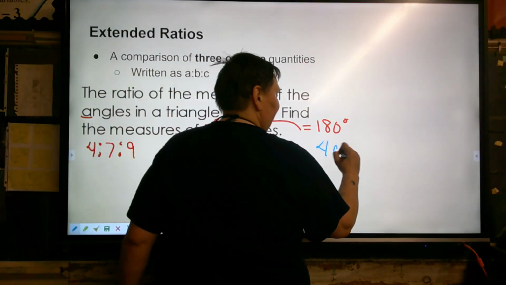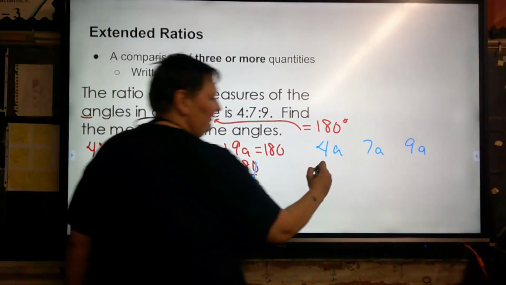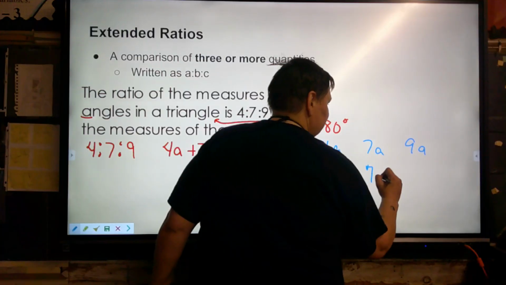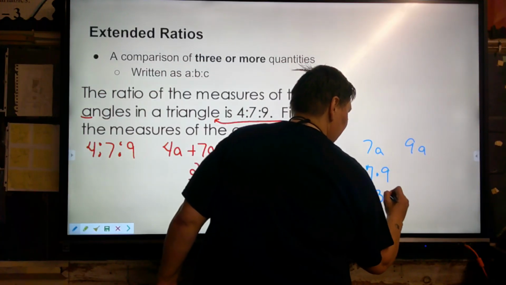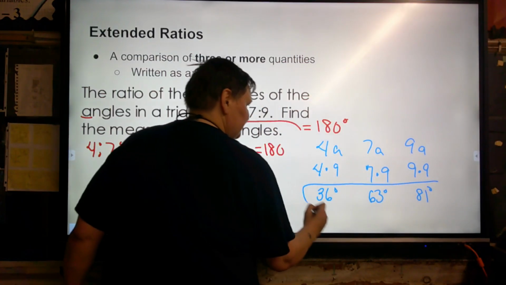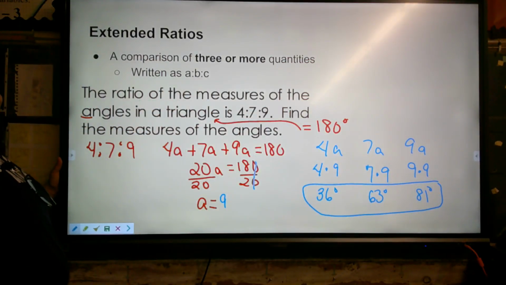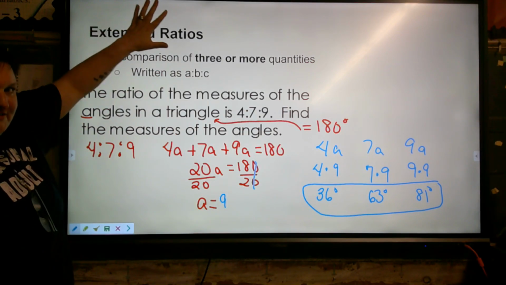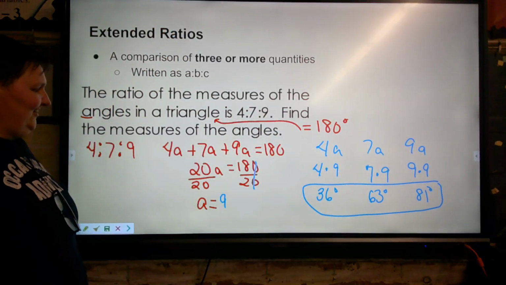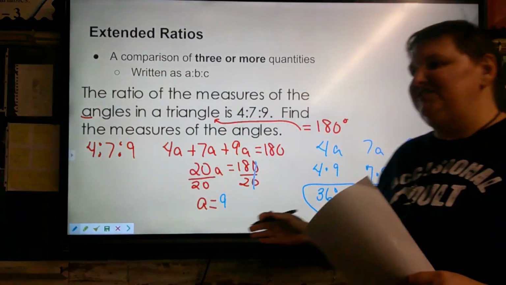So 4A, 7A, 9A. And now that we know A is 9, 4 times 9 is 36. 7 times 9 is 63. And 9 times 9 is 81. This is your answer. It's asking for the 3 angles. You see how we had to learn about ratios in order to go back to triangles? It's all connected.